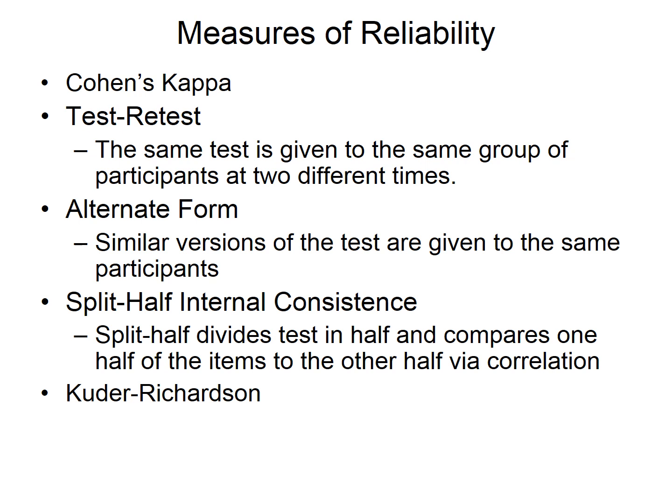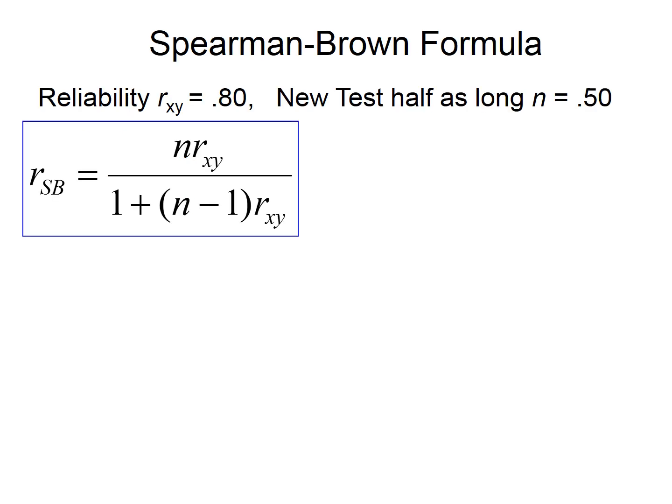But the problem is that we're dividing the test in half in order to run a correlation, which means if we use a split half internal consistency, we actually need to do a little bit of an adjustment, and that's the next slide. And that's the Spearman-Brown formula. What the Spearman-Brown formula allows us to do is actually look at what the consistency of a test would be if it was longer or shorter.